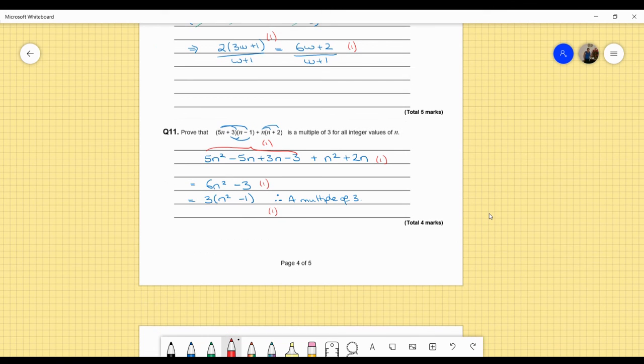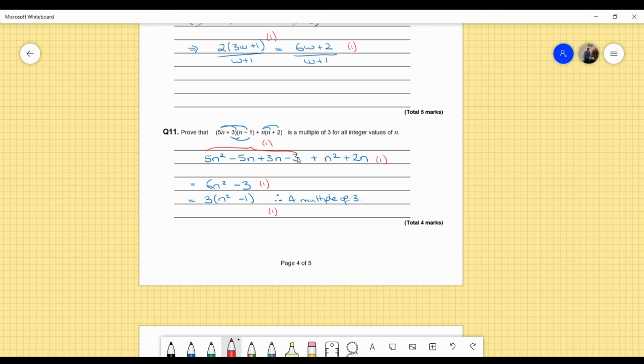Question 11 then, much more of a standard proof question. So to be able to prove that that expression is a multiple of 3, you need to correctly expand your brackets. So your starting point is expand the first set of double brackets. You should get 5n squared minus 5n plus 3 minus 3. And therefore, you're allowed one error within that to pick up the first mark.